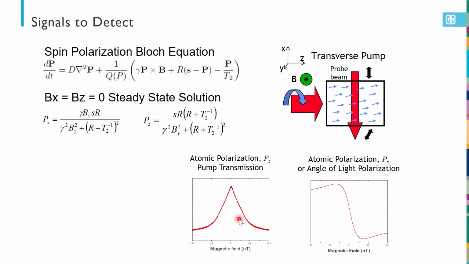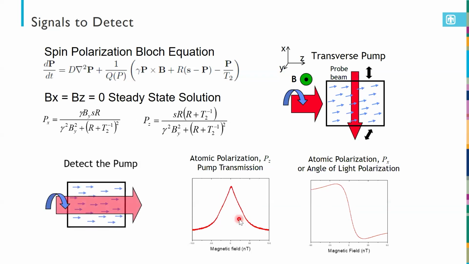Okay, and so then there's another way to measure the polarization, which is by detecting the transmission of the pump light directly. Many of the very compact OPMs that you buy operate in this manner, where you detect the transmission of the pump. If you look at how much light is coming through the atomic vapor on the pump beam, then you'll see this resonance that looks like this around zero field.